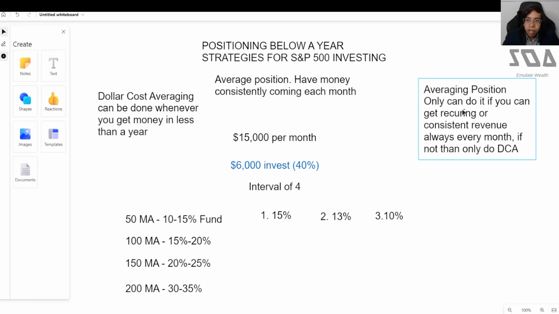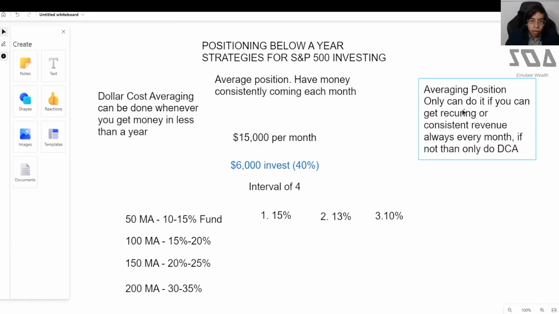This lesson and the past lesson, these are all strategies that you could invest in the market below a year, in less than a year, if that's what you look for, right? And these are all the strategies that I recommend only if you're investing in less than a year. And there's only 2, dollar cost averaging and averaging position. I'd recommend those 2. Those are the most effective.